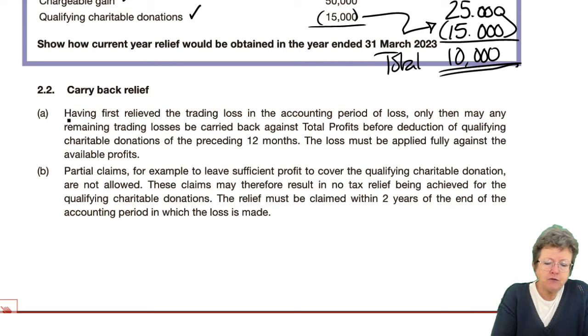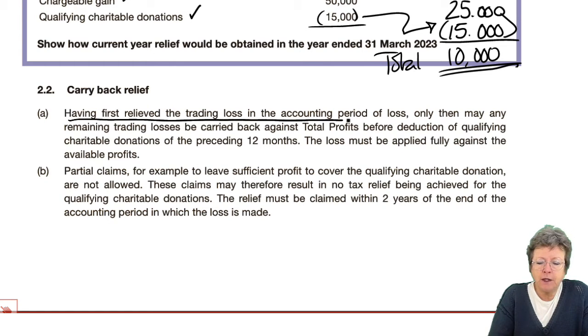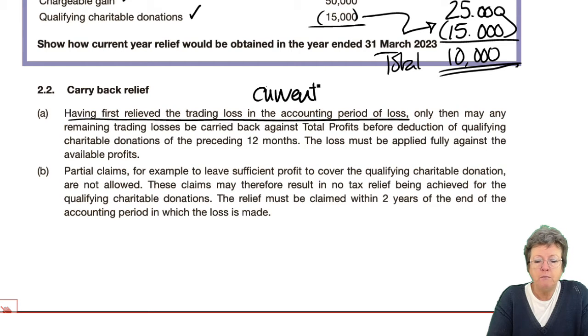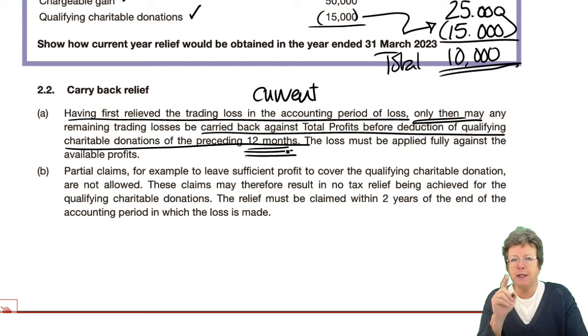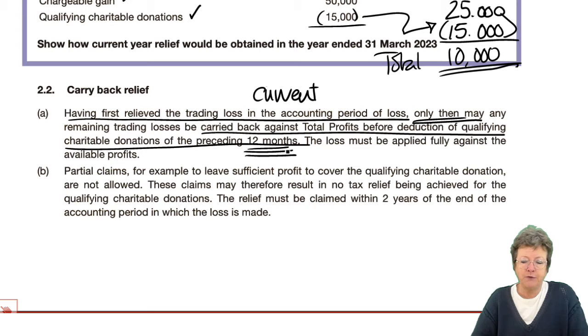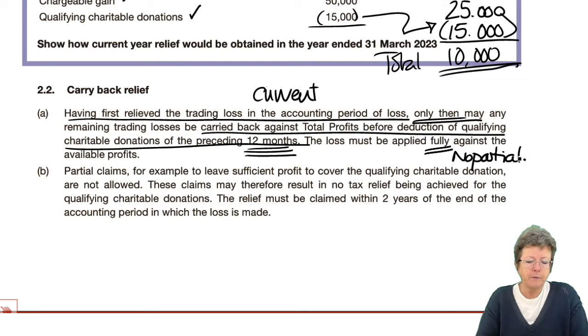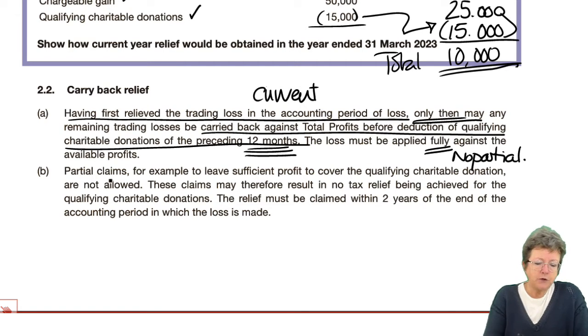So, having first relieved the trading losses in the accounting period of loss, which is the current year, you must do that first. Only then can you carry it back against TTP before deducting QCDs in the previous period. Now, it's not a year. It's 12 months. Now, that makes a difference, so be careful with that. It's 12 months. And it is applied fully, no partial claims. Not allowed.